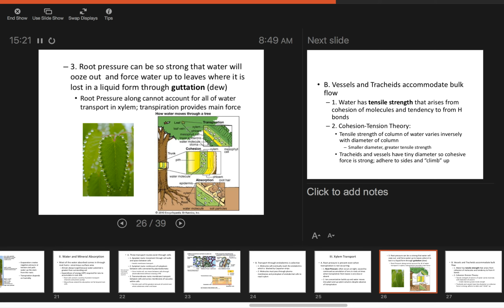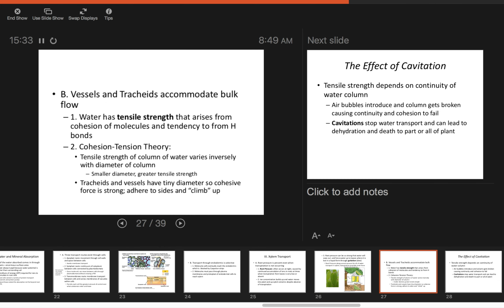Root pressure alone cannot account for all of the water transport in xylem. Transpiration is the main force for how water moves up in the xylem. Okay, vessels and tracheids also help with the bulk flow. Like I said, water has cohesion forces interacting with it, so they tend to form hydrogen bonds with each other.